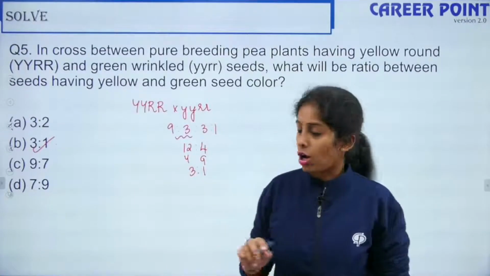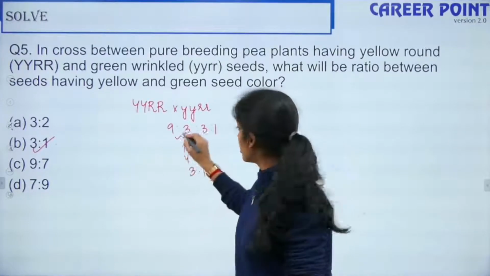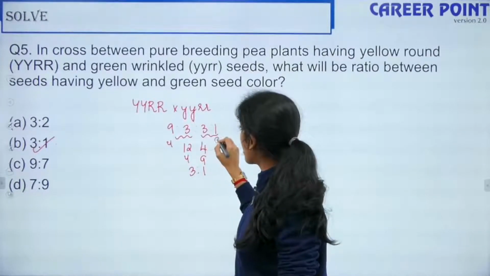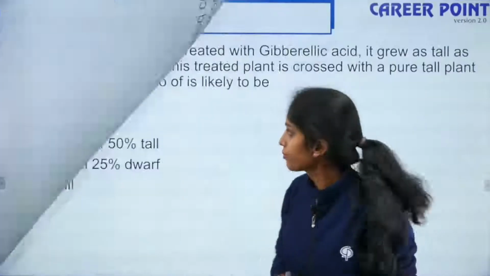So this is how you solve it. Directly 12:4 is not in the answer, so you might get confused. These are yellow and these are green, right? That is how I've taken: 9 plus 3 is 12, 3 plus 1 is 4, right?